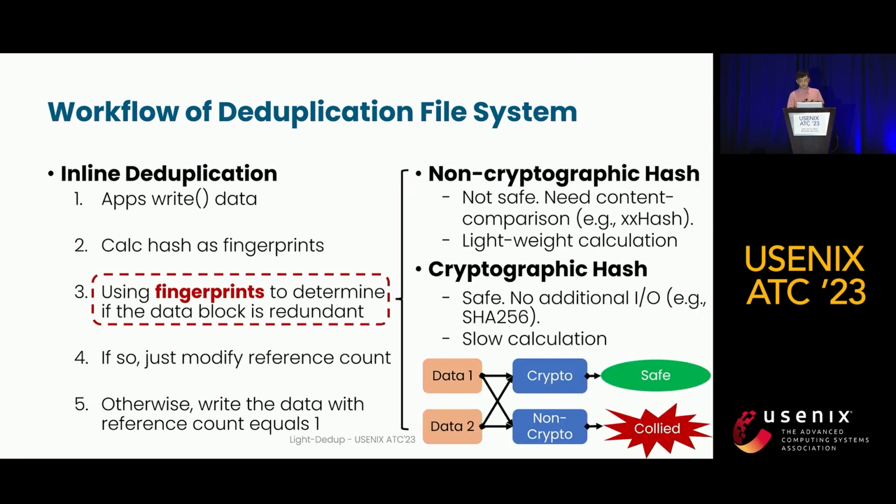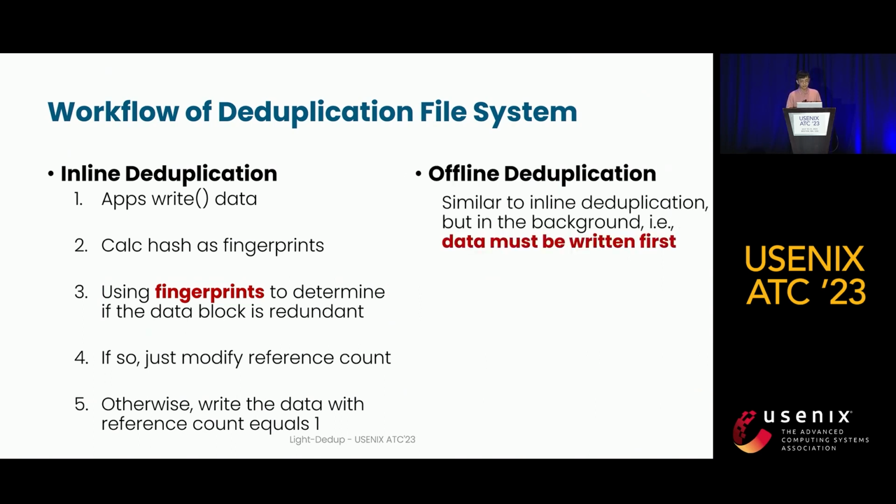During step 3, there are two ways to calculate the fingerprint. One is to use a non-cryptographic hash, such as xxHash, which is not safe and needs further content comparison, but it can perform very lightweight calculation. The other is to use a crypto hash function such as SHA-256, which is safe but computationally inefficient. Besides inline deduplication, offline deduplication is similar, but it performs the deduplication in the background, which means the data must be written first.